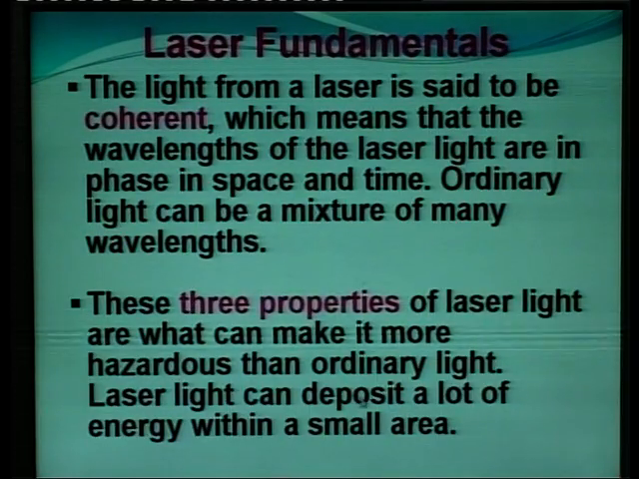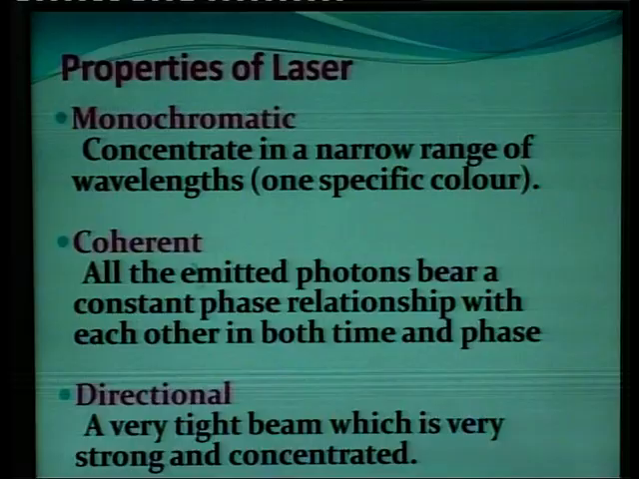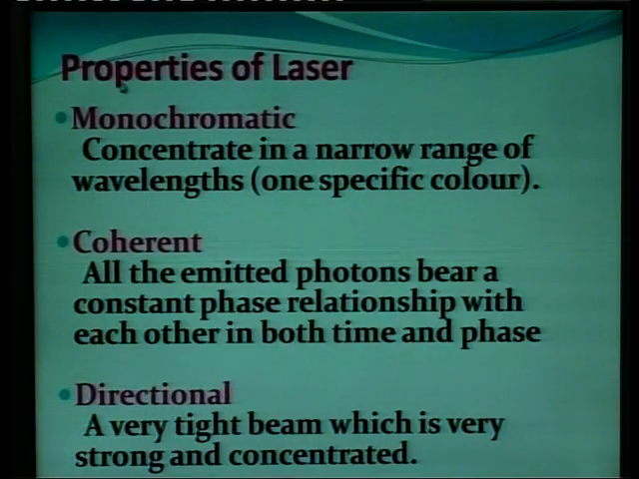Laser light can deposit a lot of energy into a small area. So these are the properties why lasers are so harmful, because they can deposit a lot of energy within a small area. So monochromatic, coherent and directional. These are the characteristics, or properties, of a laser: they are monochromatic, they are coherent, they are directional.